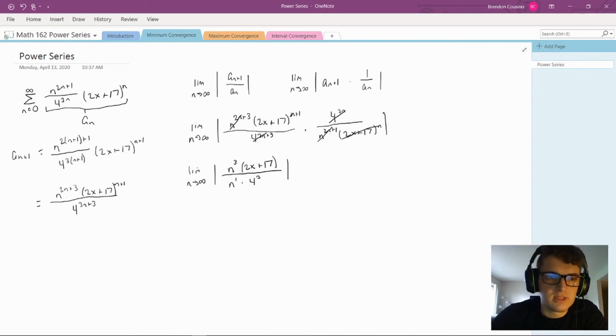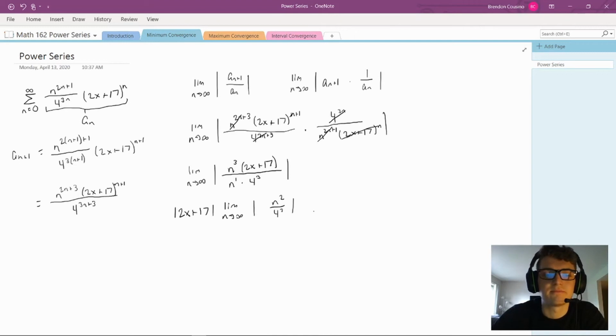Okay, and so since this limit is in terms of n, what we can do is for our x values, this will just be a constant. So we can pull this constant, assuming that we have an x value, out of the limit. So it's going to be 2x plus 17, don't lose our absolute value bars though, times the limit as n approaches infinity of, it looks like we're left with n squared on top and 4 to the third on the bottom.